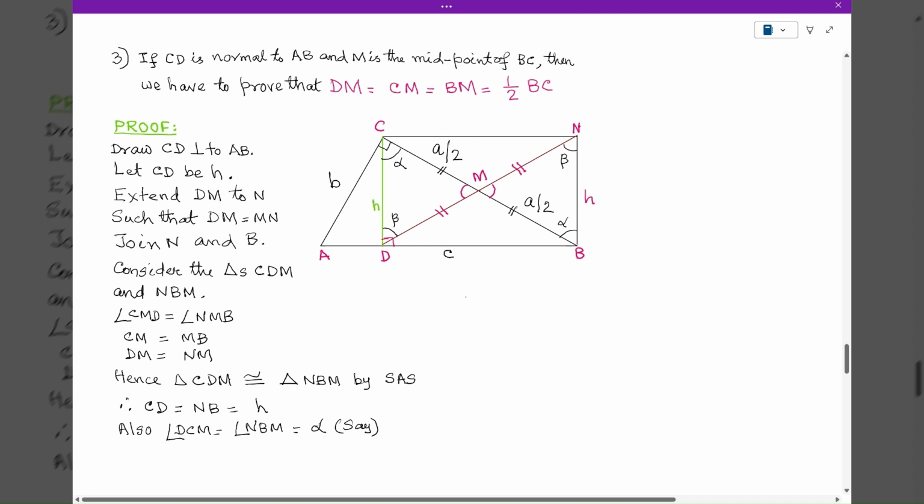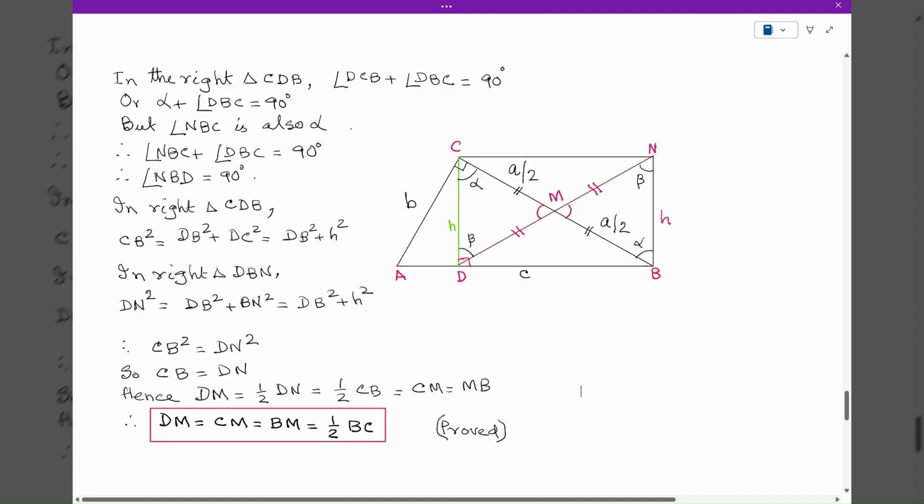Also, angle DCM, that is this angle, is equal to angle NBM, which is this angle. These two angles are equal because the two triangles are congruent. Let us call these two angles alpha.